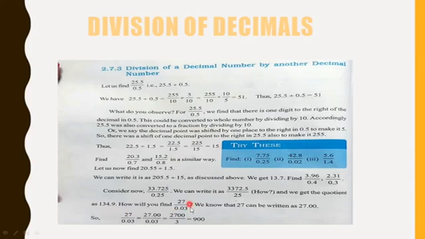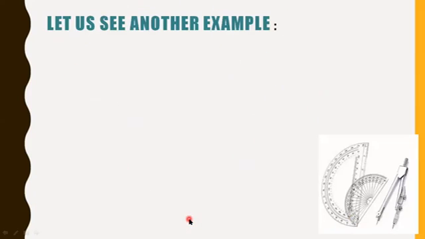How will you find 27 by 0.03? We know that 27 can be written as 27.00. So 27 by 0.03 equals 27.00 by 0.03. If you remove the point, it becomes 2700 by 3, so you will get 900. In this way you will write.